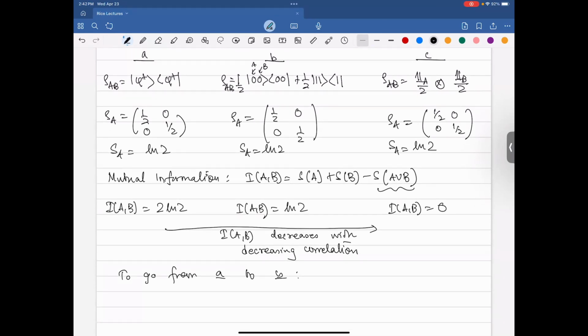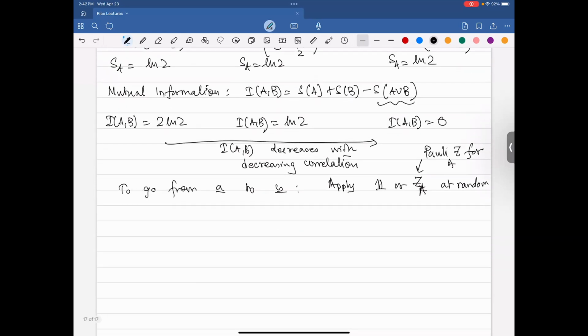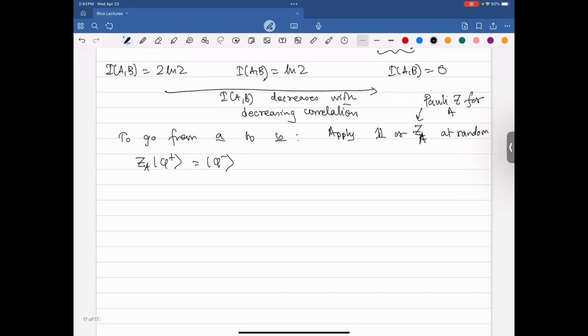So if I wanted to go from the state on the far left to the middle state, imagine that you have the state phi plus, and then there is some entity who is randomly applying either identity or the Z_A. So this is the Pauli matrix on the first subsystem. In case it's not clear, phi plus, when you apply Z_A, becomes phi minus. And if you do it at random, then the state phi plus would become a mixture of phi plus and phi minus.